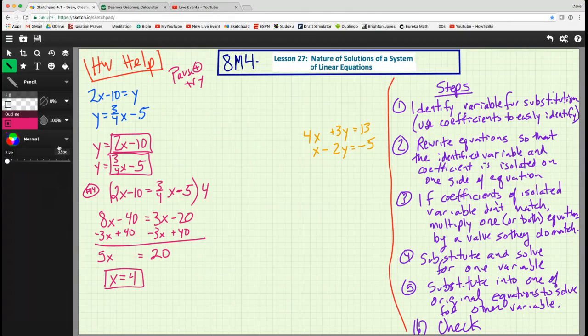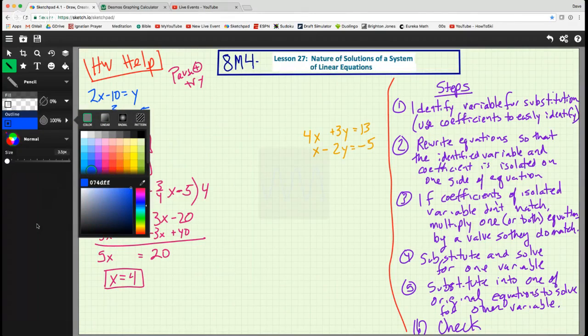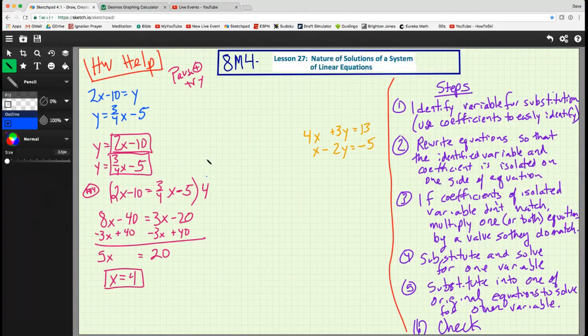So that's step number 4. Now let's move on to step number 5. And solve for the other one. Now I know x is 4, so I'm going to make this my number 4. I'm going to use this guy. So I'll say 2x minus 10 equals y.